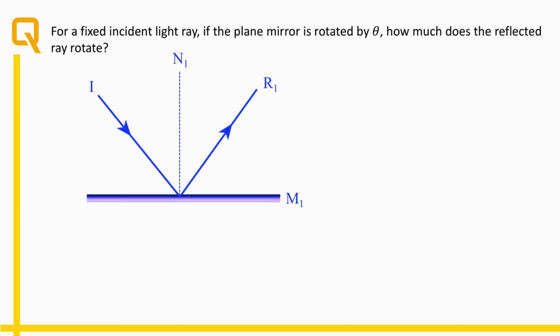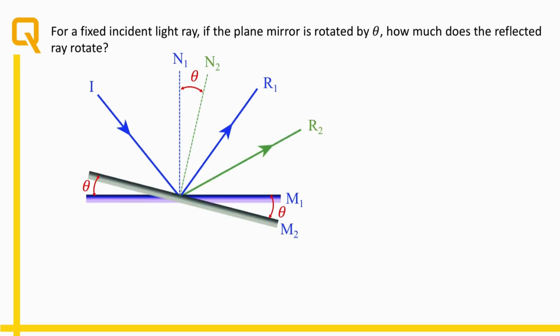The normal line on this mirror is N1. And the rotated mirror is shown by M2. Theta is the angle of rotation, and the normal line also rotates by theta, as we have shown here, and we show the new normal line as N2. Although I for unrotated and rotated mirrors remains the same, the reflected ray changes from R1 to R2. Now we want to know how much this angle is by rotating the mirror by theta.